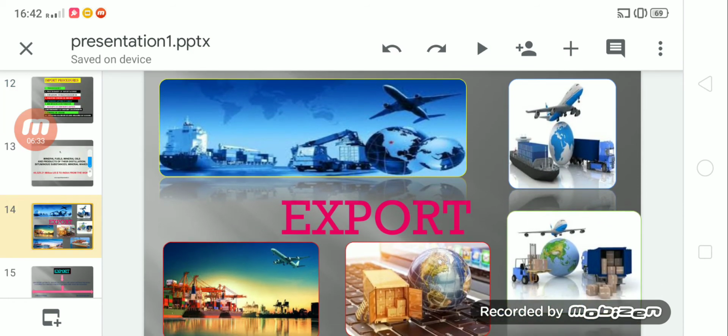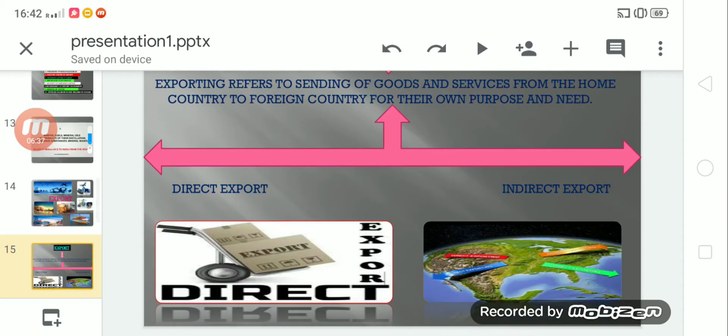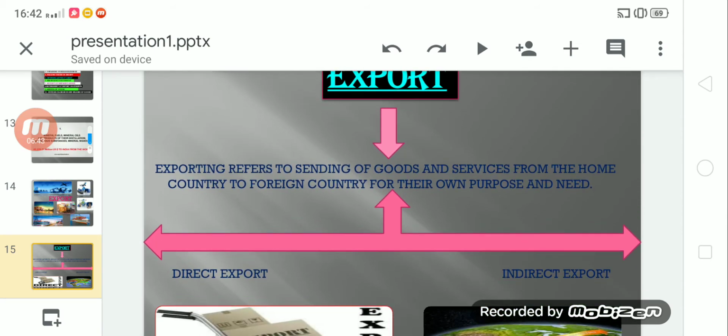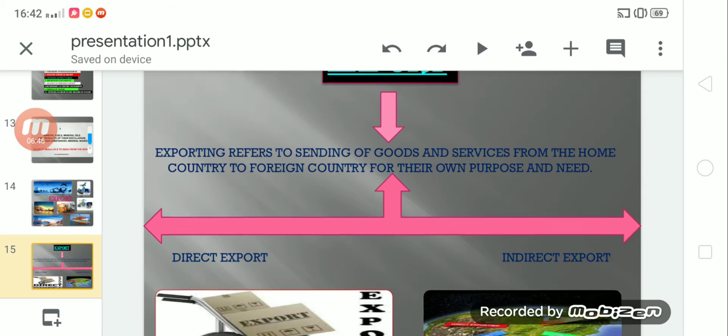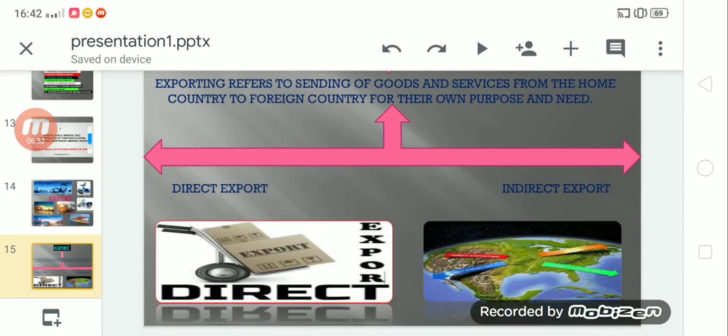Now let us have a look at the export. Exporting refers to sending of goods and services from home country to foreign country for their own purpose and need. There are two kinds of export process as well, the direct export and indirect export.